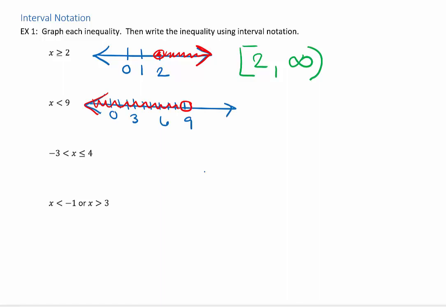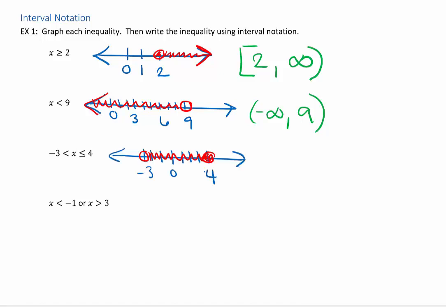Whereas x less than 9 indicates all numbers smaller than 9 to the left of 9, but now I put an open circle at 9 because 9 is actually not part of that interval. In interval notation, I would write this as negative infinity to 9, using parentheses with both. Again, we always list the endpoints of the interval, always going from left to right. Put parentheses with your infinities. And this time I did a parenthesis with the 9 to indicate that 9 is actually not included in that interval.